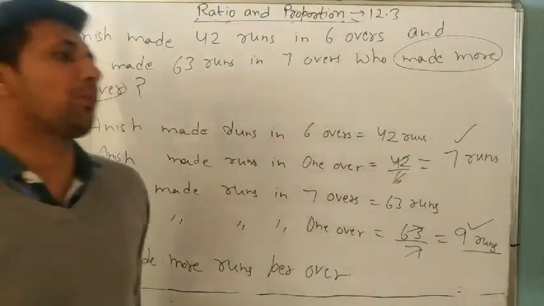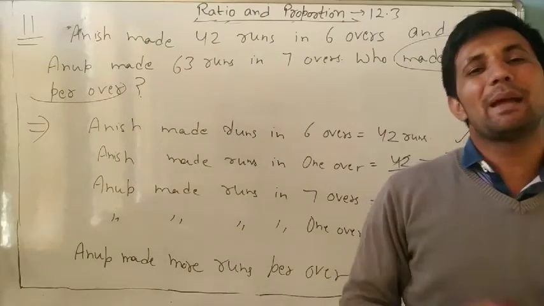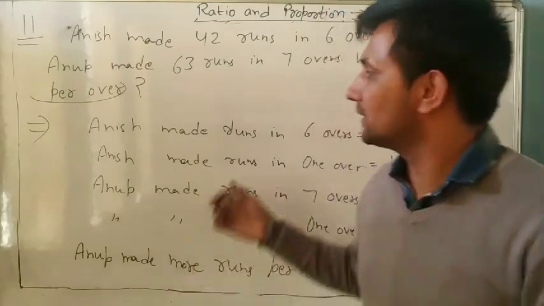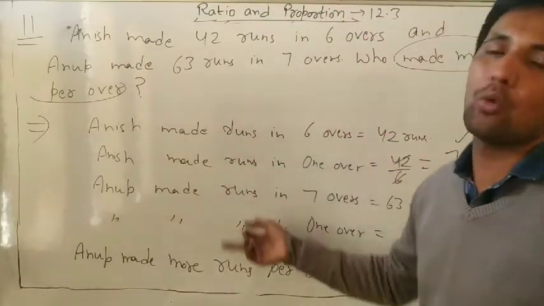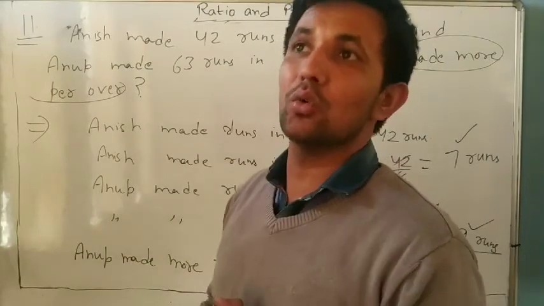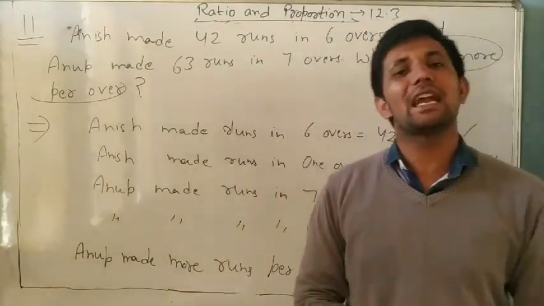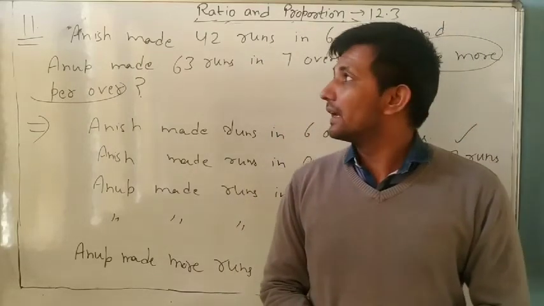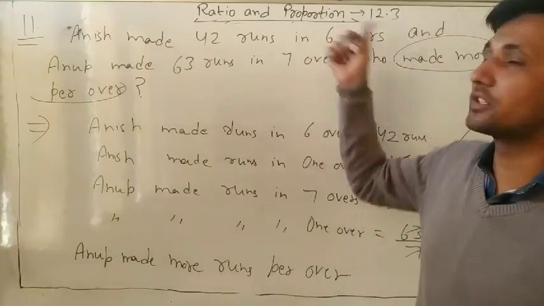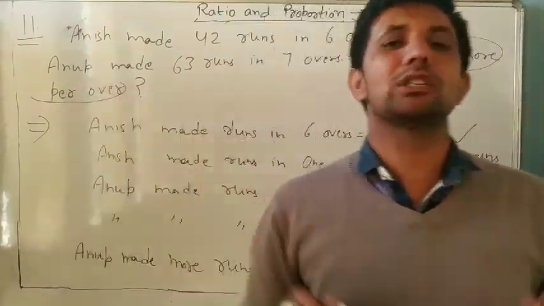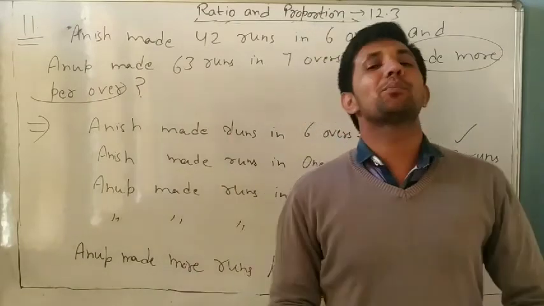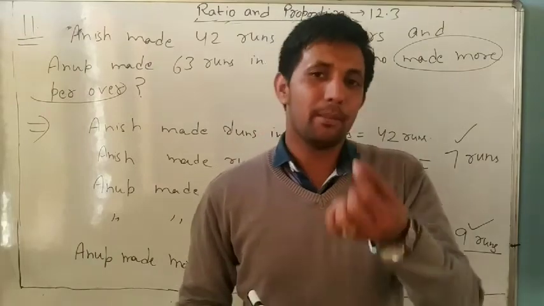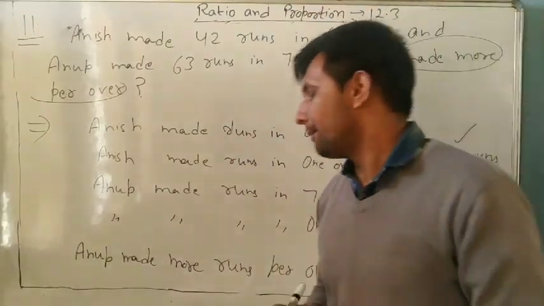Ratio and proportion. So what is ratio? Ratio is a method of comparing two things, two items. Yes, we are comparing here who made more and who made less. So it is ratio. Ratio can be treated like a fraction. Next we learn proportion. What is proportion? If two ratios are equal, we say that they are in proportion. First and fourth are called extreme terms and second and third are called middle terms.